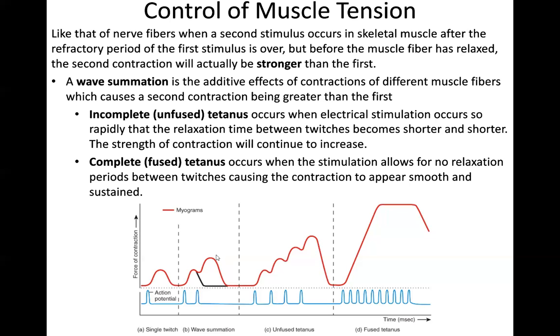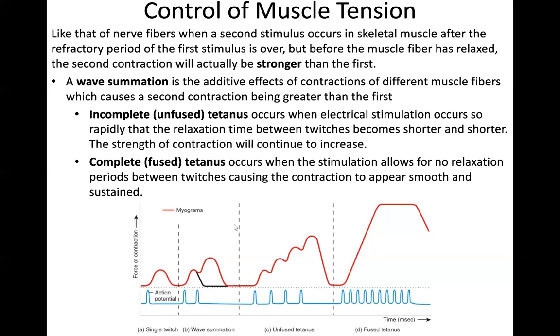So it's progressively going to get stronger. That way, if we continue to hit it with more and more stimuli, we progressively grow in strength and in force of contraction. That's what wave summation is: additive effects of contractions causing a second contraction to be greater than the first.